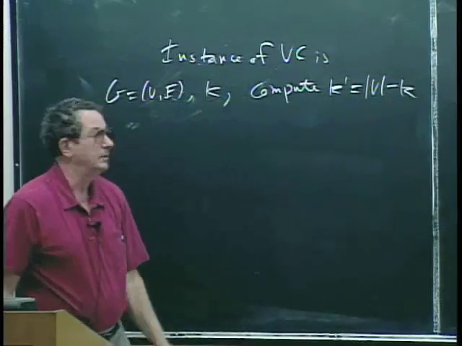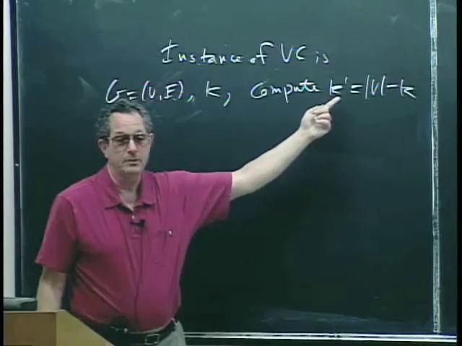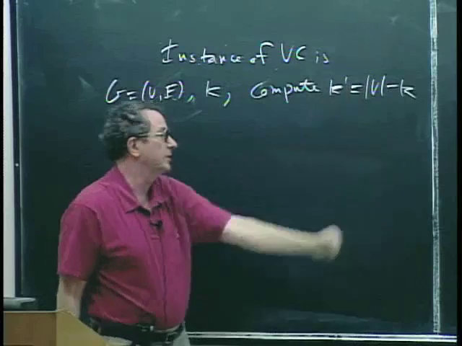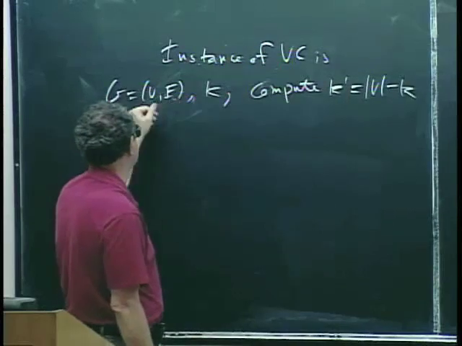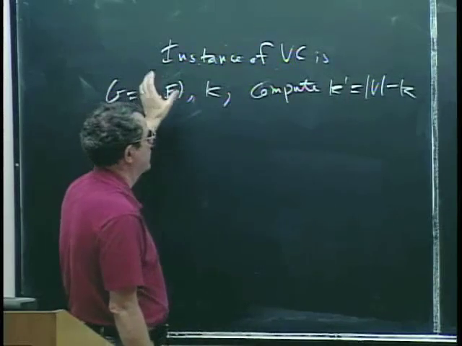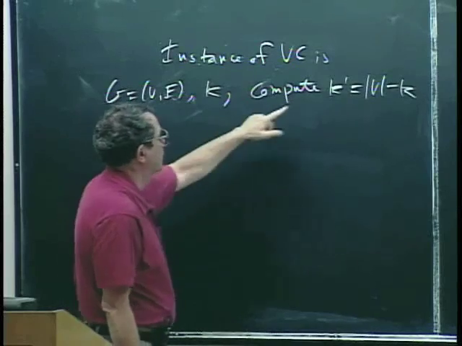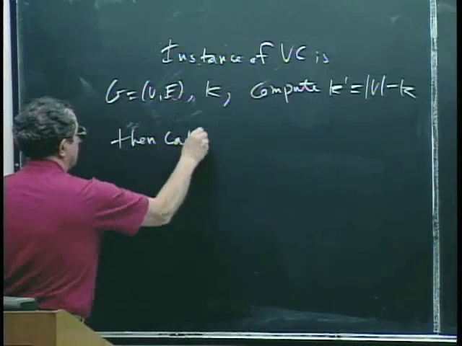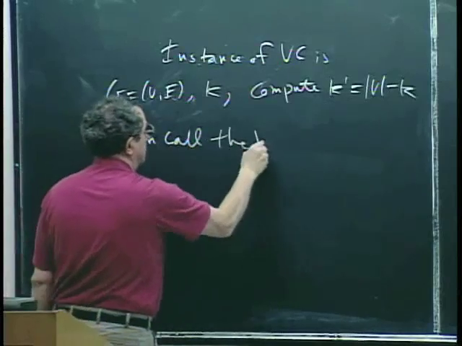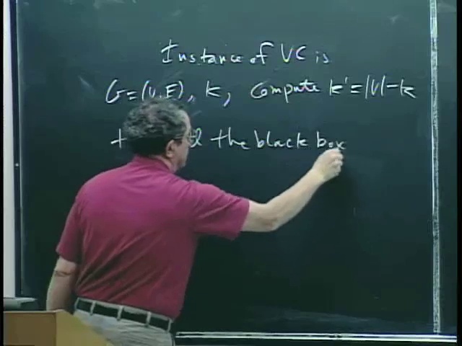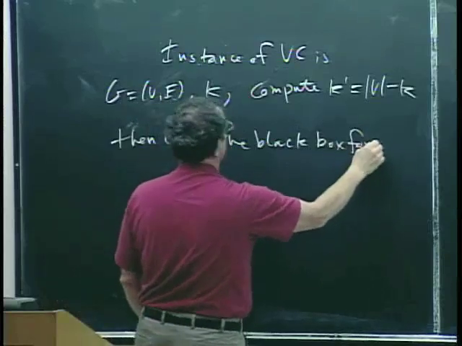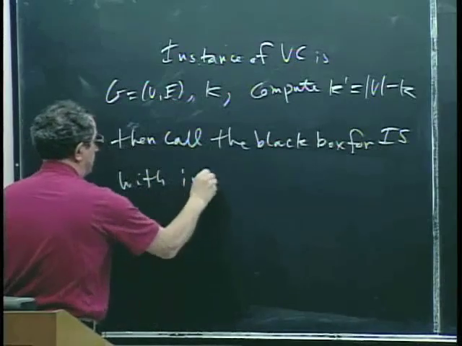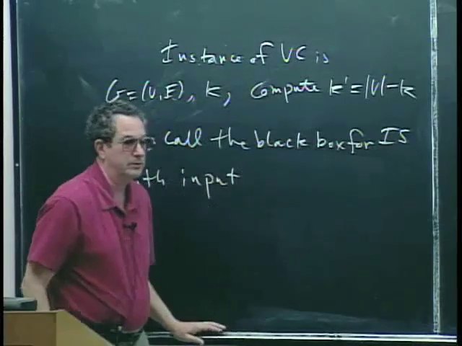Right? That's certainly something you can do in polynomial time. One trivial subtraction. Polynomial time as a function of the input size, which is the vertices and the edges, the description of that graph. So you do this little arithmetic, and then call the black box for independent set with input. Well, what's the instance of independent set that we're going to use?